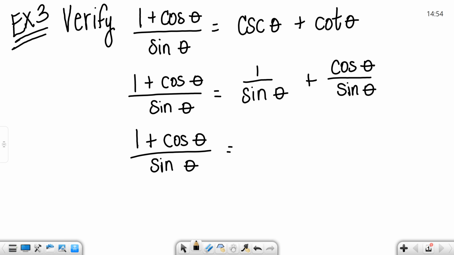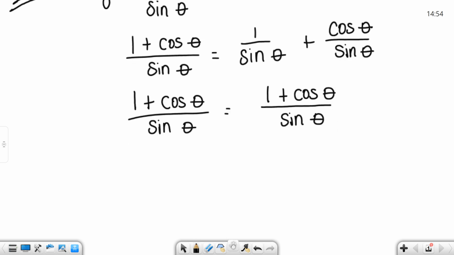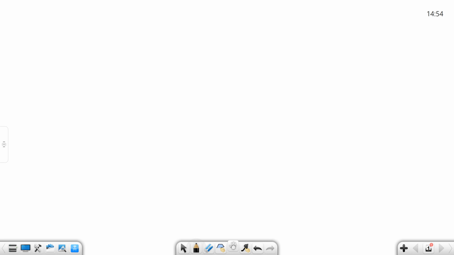Now over here on the right, since my denominators are the same, I can go ahead and add the numerators and put it over the denominator, and there we go. Now we're done. The left-hand side equals the right-hand side. There we go. So that one was pretty quick. All right, let's go on. Example 4.